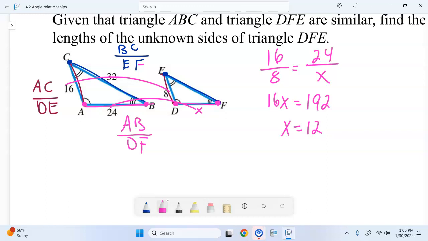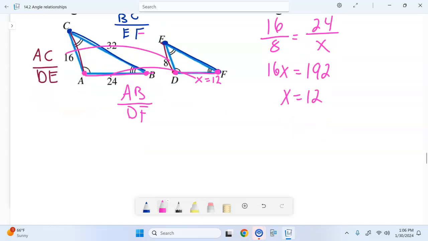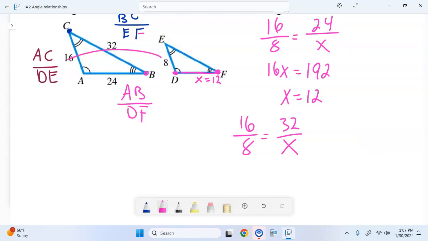We can set up another proportion and do the same thing. We have 16 over 8, set it equal to 32 over X. Cross multiply, solve again. Now, the proportion will always work, but sometimes we can see a relationship from one triangle to the next. If we look at the corresponding sides, 16 to 8, 24 to 12, what's the relationship from the big triangle to the little triangle? So you can use that information if you can recognize that it's half the size on each of those. We can do the same thing to get that.